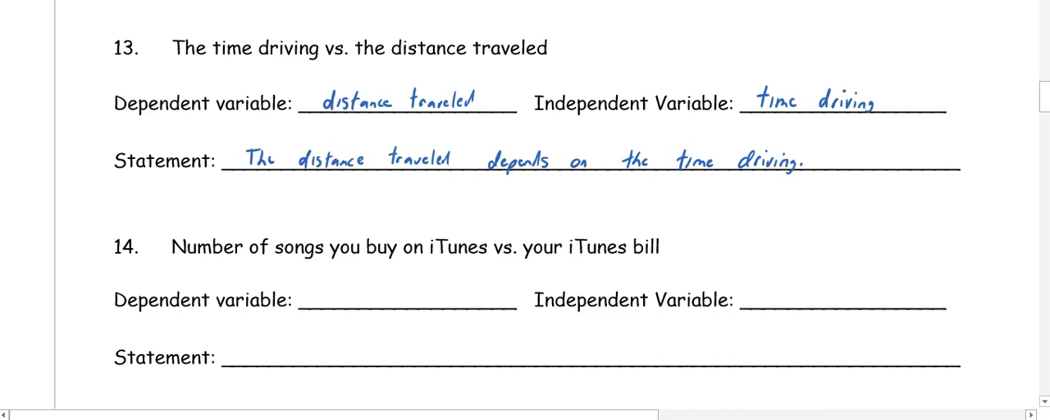So let's look at another example. Number 14, number of songs you buy in iTunes versus your iTunes bill. So remember, anytime there's money, that's going to be a dependent variable. So we have the iTunes bill. And that's changing based on the independent variable, which is going to be the number of songs you buy. So when we do our dependency statement, remember, it's dependent variable depends on independent variable. So your iTunes bill depends on the number of songs you buy.